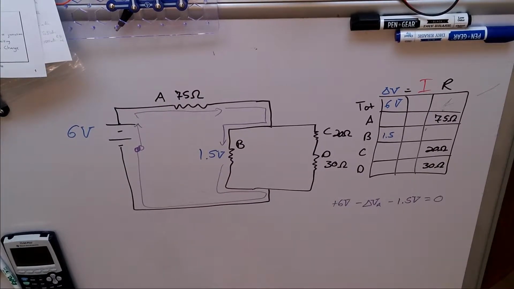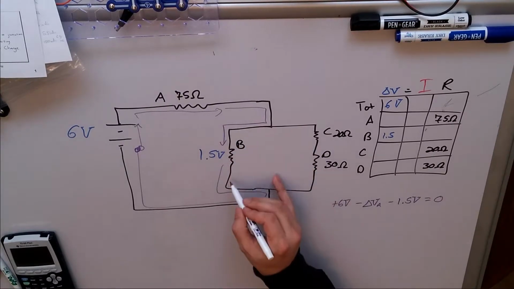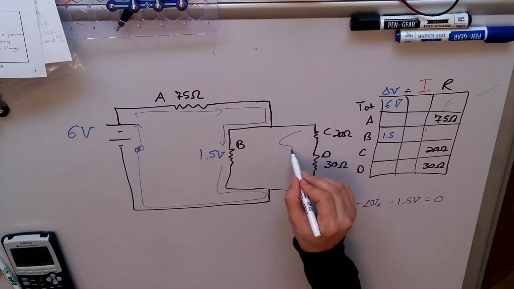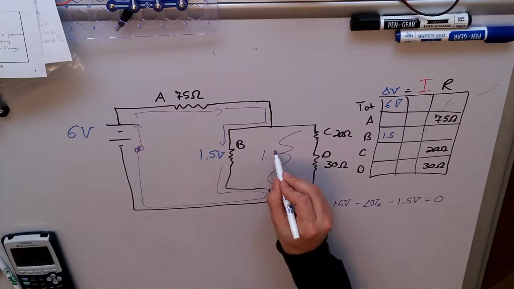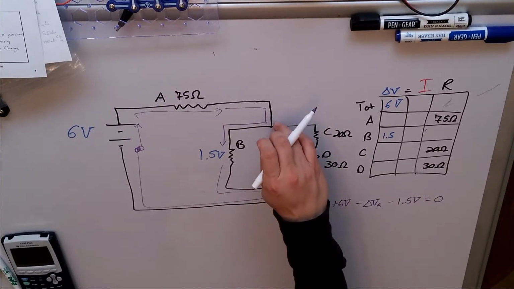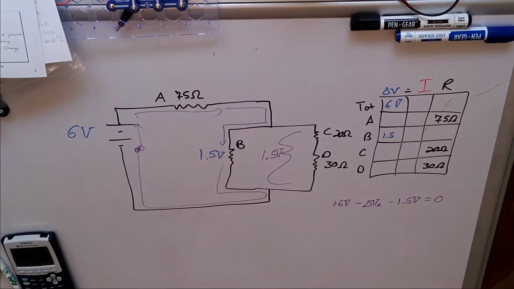Now, real quick, I want to point something out. On this branch, we have a drop of 1.5. On this branch, the total branch, we must therefore have a drop of 1.5 as well, because they meet at this height, and then they meet again at that other height, which means if this one drops down a height of 1.5, the total height drop of this one has to be the same, 1.5.